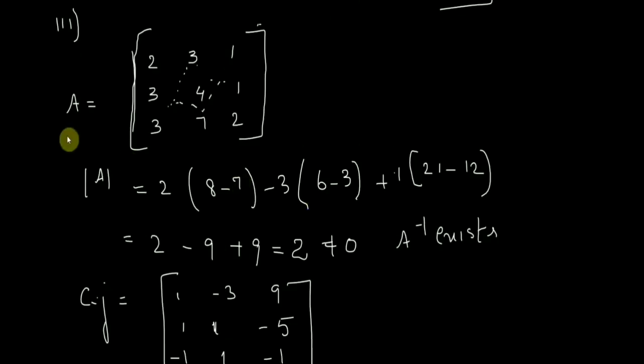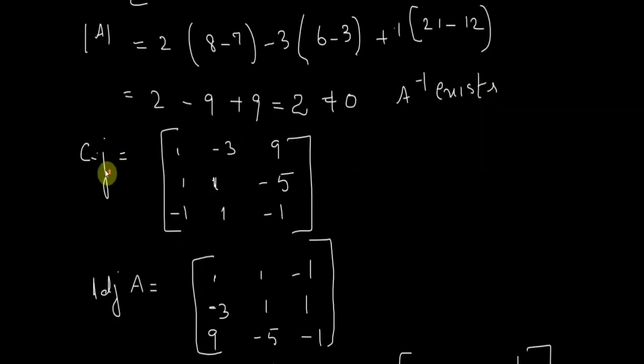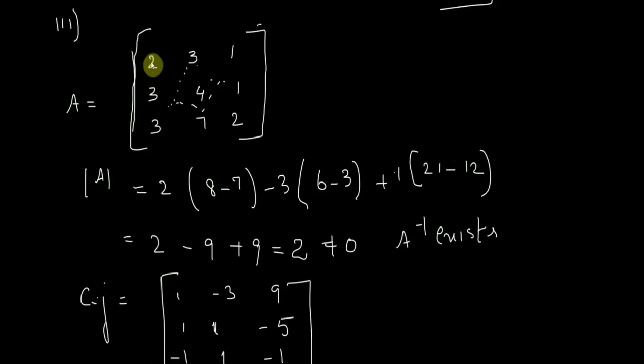Now the third sum, subdivision 3. Matrix A is 2 3 1, second row 3 4 1, third row 3 7 2. First we have to find the determinant of A. So 2 into 8 minus 7, minus 3, because of the odd place, into 6 minus 3, plus 1 into 21 minus 12. We get 2, which is not equal to 0, so A inverse exists. Now we have to find the cofactor matrix, the cofactors of each and every element. So for 2 it is 8 minus 7, for 3 it is 6 minus 3, for 1 it will be 21 minus 12.